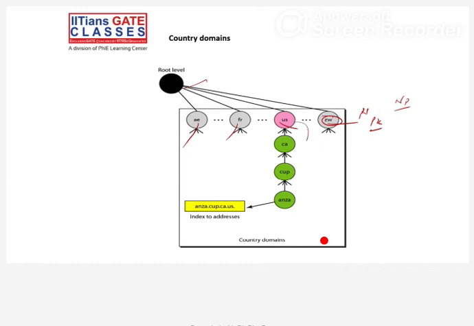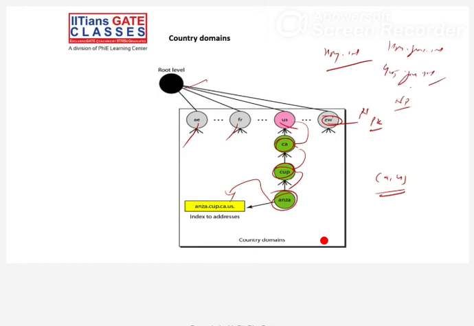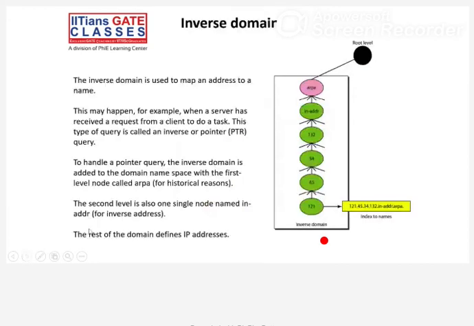Distribution of namespace. The information contained in the domain namespace must be stored somewhere. However, it is very inefficient and also unreliable to have just one computer store such a huge amount of information, because there are so many domain names, in the billions, or millions. Billions means 100 crore.